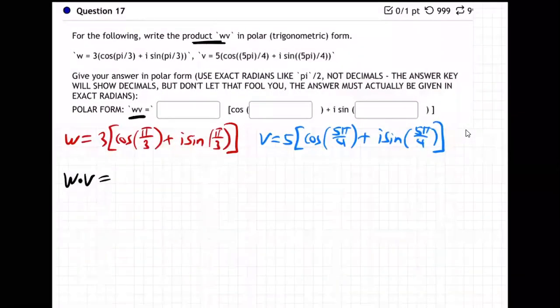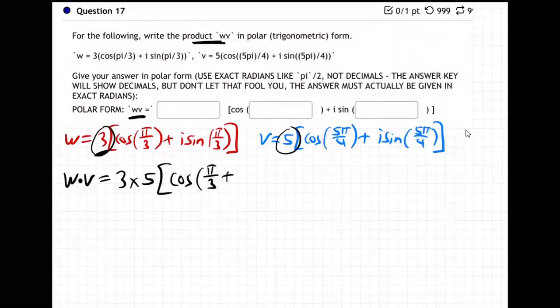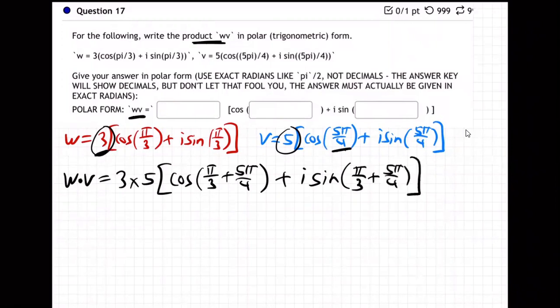So I'm going to multiply r1, 3, times r2, 5. So 3 times 5 is going to be 15, as you know. And then cosine, then you add the angles. So I'm going to go pi/3 plus the other angle, 5 pi/4. You multiply the numbers in the front, you add the angles. Plus i sine, same thing. Add the exact same two angles, pi/3 and 5 pi/4. So what is that? That's 15 cosine.